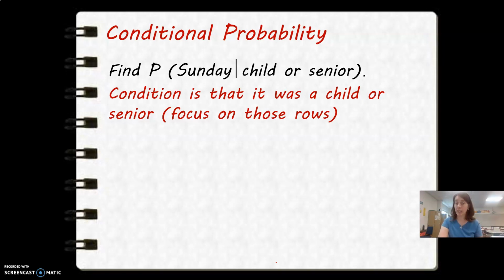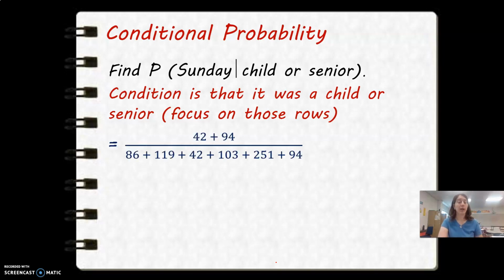I see that there were 42. How many seniors were there on Sunday? I see that there were 94. So in the numerator, I put those two situations, 42 and 94. In my denominator, I want to put all of the children that were there and then all of the seniors that were there. It doesn't matter which day they were in. The numerator had to have both conditions. So for the children, on Friday, I see there's 86. On Saturday, there's 119. Then on Sunday, there's our 42.